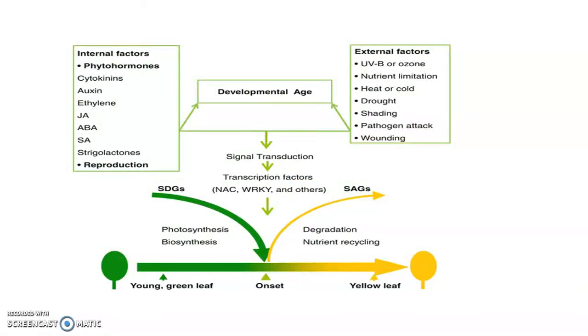Internal factors such as phytohormones, including cytokinin, auxin, ethylene, jasmonic acid, ABA, salicylic acid, strigolactones, and reproduction. Second, external factors such as ultraviolet B, ozone, nutritional limitation, heat or cold, drought, shading, pathogen attacks, and wound attacks. Also, another factor is the developmental age.